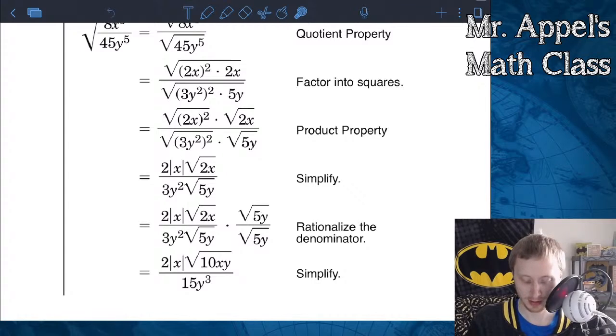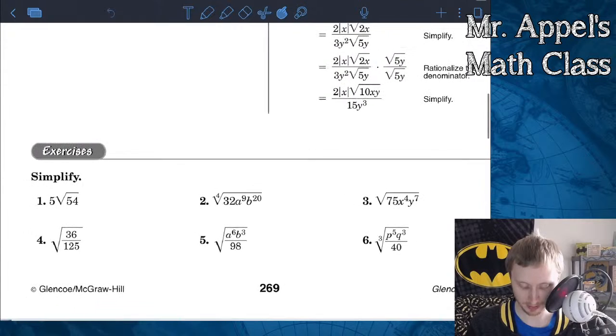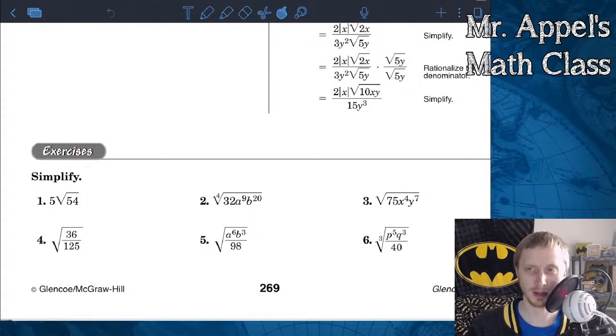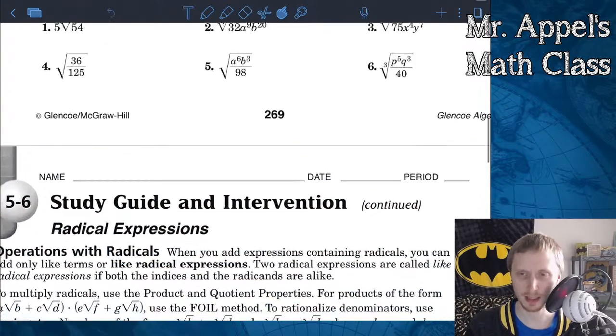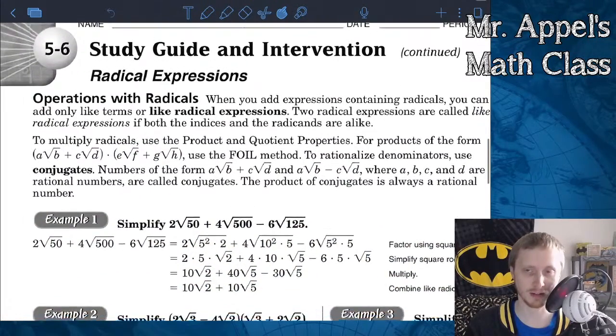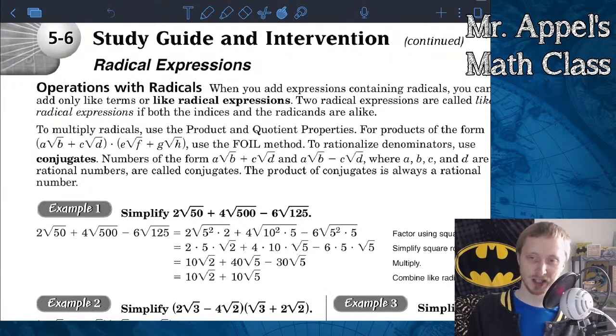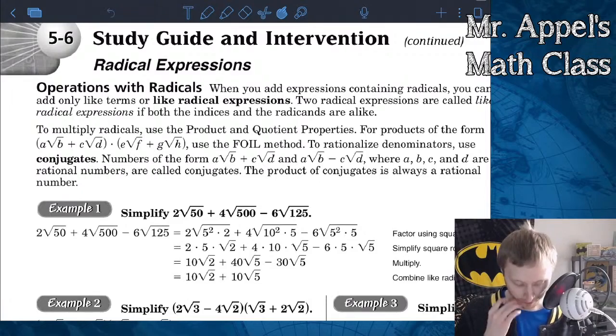I think this is the most straightforward one. In fact, there's only 6 exercises to go along with this page. So instead, let's turn our attention to the second page. There's a little bit more involved. Operations with radicals. Okay, multiplying and dividing is easy mode. But as usual, when you start trying to add and subtract funky stuff together, oh, now you gotta deal with it a little more involved.